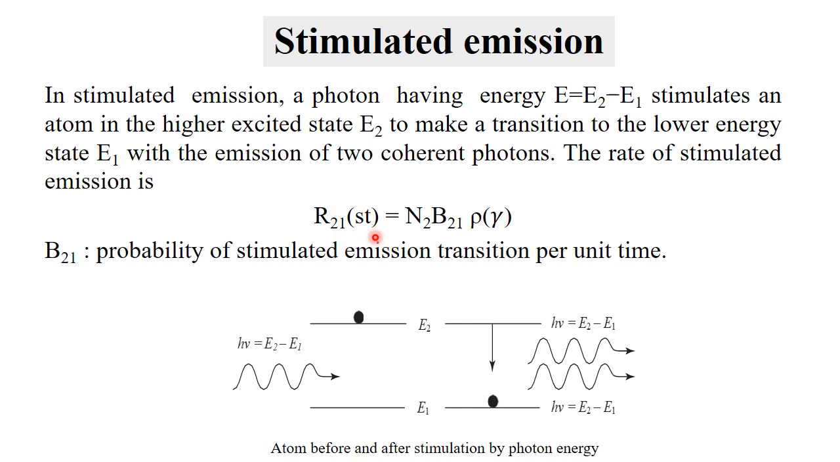R21 stimulated is equal to N2 B21 rho nu, where B21 is the probability of stimulated emission transitions per unit time. So here, if a photon is incident, that is stimulating the atom to make a downward transition. And when it is coming down, we get two coherent photons.